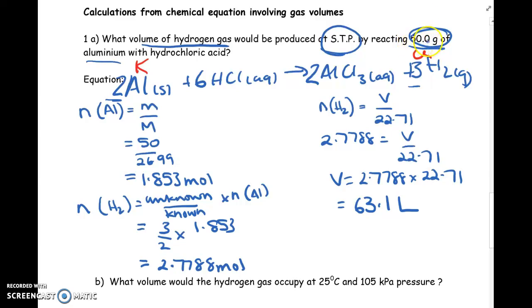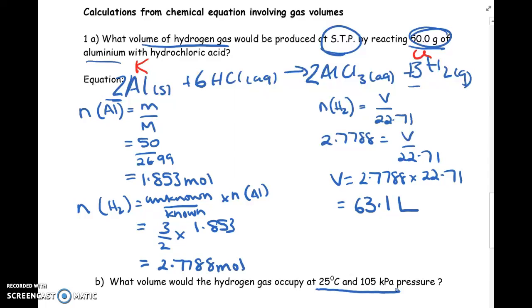Now check the significant figures. We've got 1, 2, 3 significant figures here, 1, 2, 3 significant figures here. Now let's look at part B. It says what volume of hydrogen gas would it occupy at 25 degrees Celsius and 105 kilopascals.